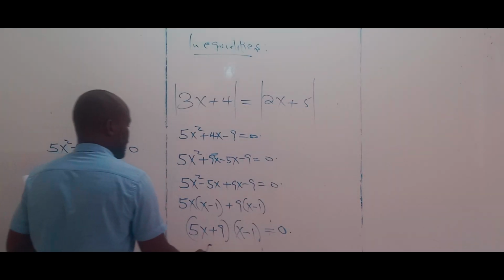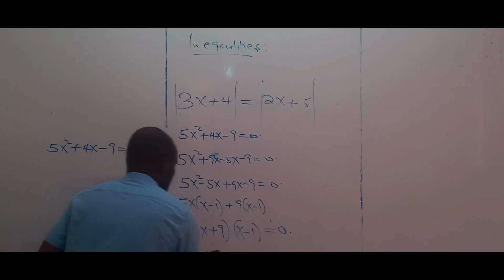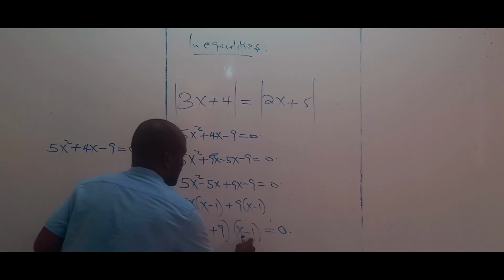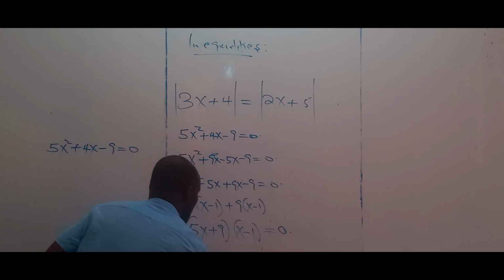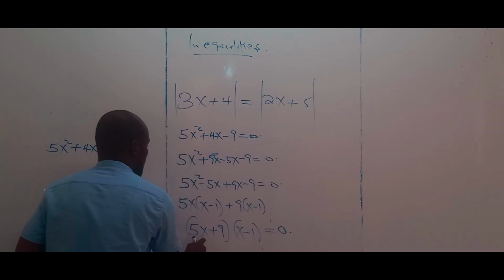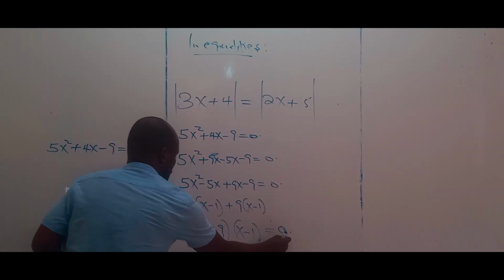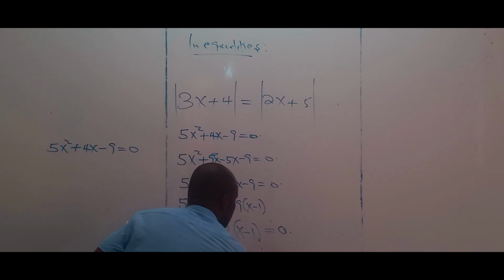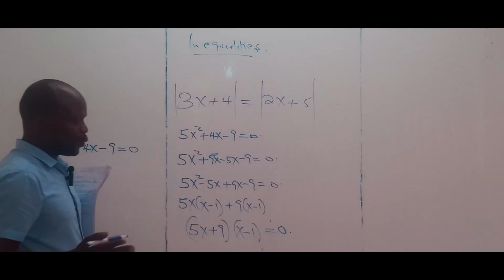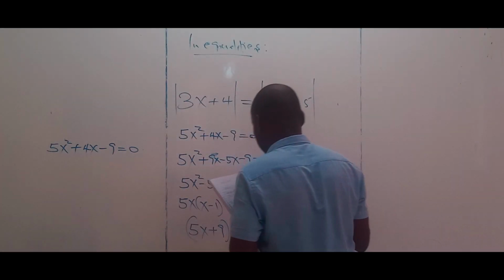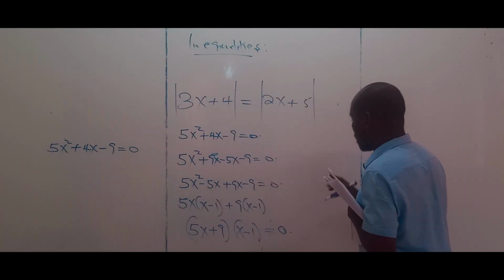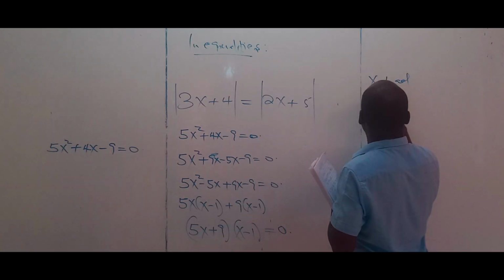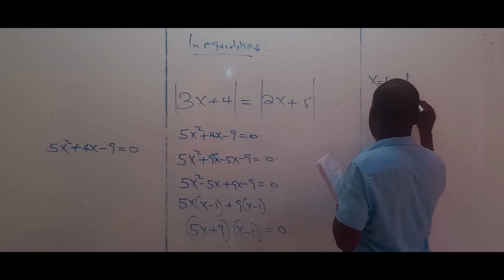So if I make x the subject here, it then implies that my x is going to be 1, because x minus 1 is equal to 0. So x is 1. Or another value of x will be 5x plus 9 is equal to 0. If I make x the subject, it will be minus 9 over 5. So these are the two roots that we find. The two roots that we were looking for are at the point where x is 1 and x is equal to minus 9 over 5.